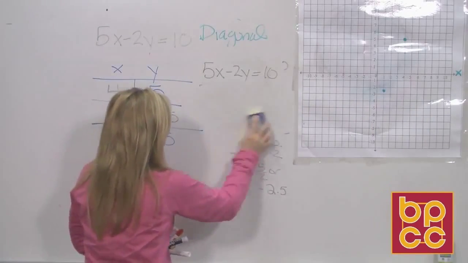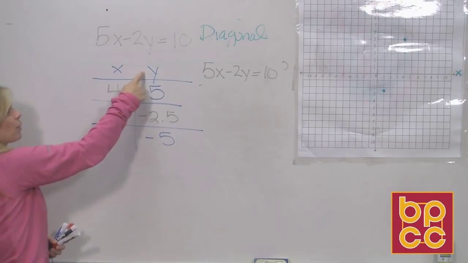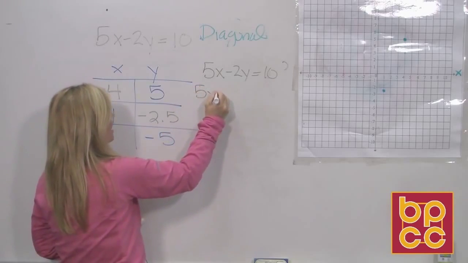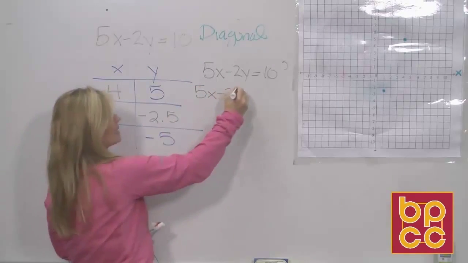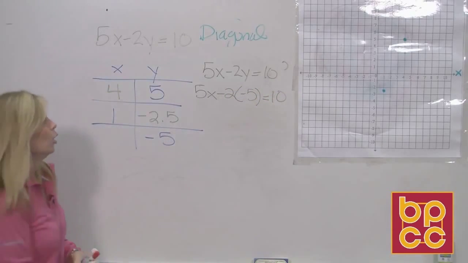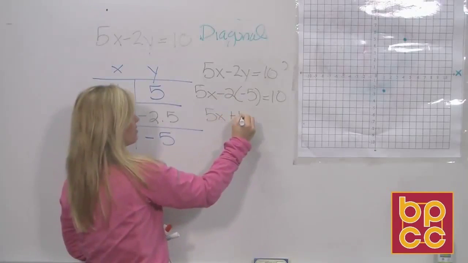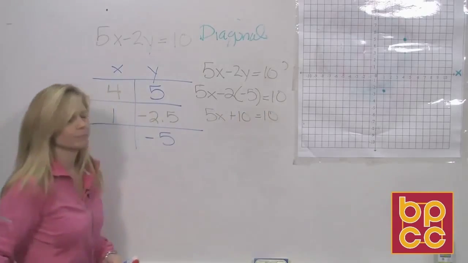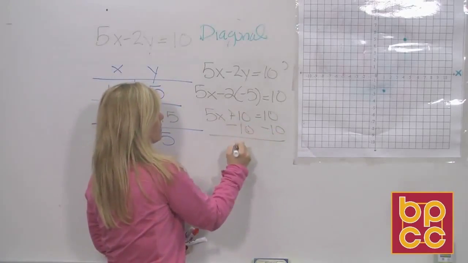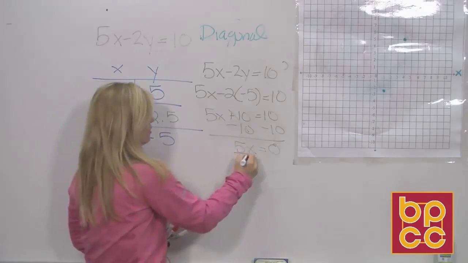So on our t-table, I have another number. It's negative 5. It's going to replace y. So we're going to do the process over. We're going to write 5x minus 2. X now is negative 5 equals 10. We'll multiply, so we'll get 5x, a negative times a negative is a positive 10, equals 10. We'll subtract our 10. We'll get 5x equals 10 minus 10 is 0. We'll divide by 5.